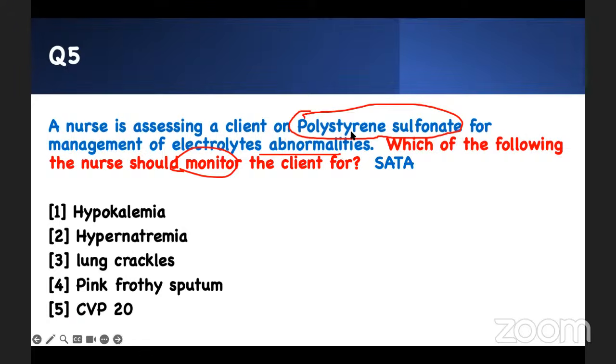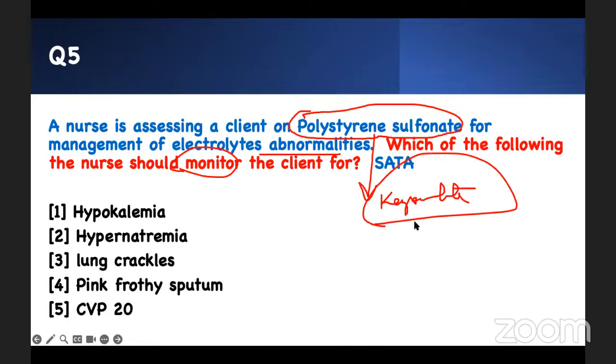So what do you think this is? Polystyrene sulfonate. Do you know what it is? It's a pharmacology question. What do you guys think? What is this medication? This is Kayexalate. This is what we call Kayexalate. What do you use it for?